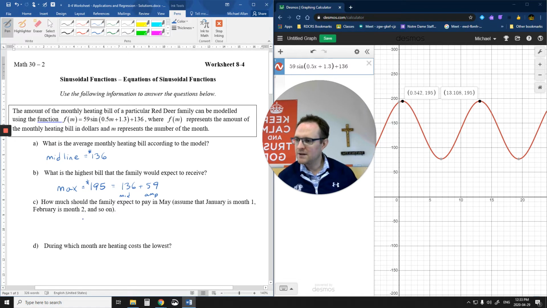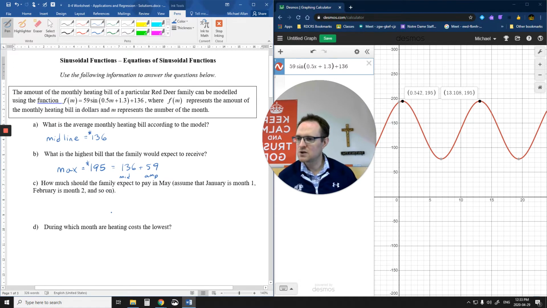How much should a family expect to pay in May? Assuming January is the first month. So January, February, March, April, May. So the 5th month. So let's pull out the 5th month over here. So I just drag my mouse over around $100 actually. $99.9.